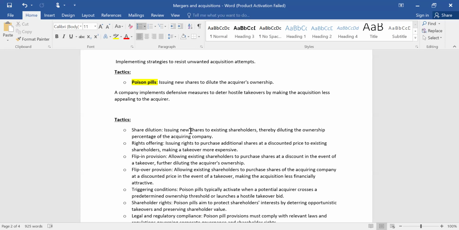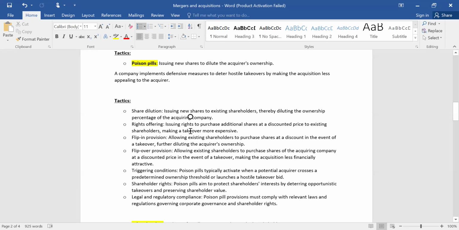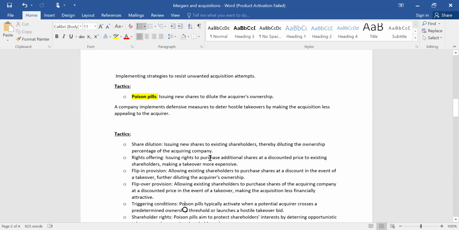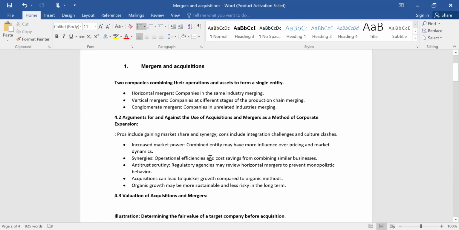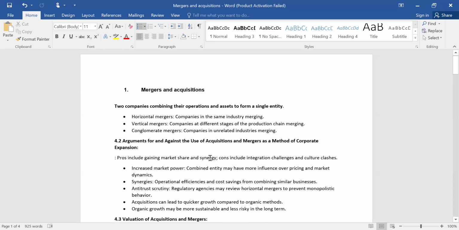Yes. Now what is the difference between it and vertical? Like, the way you're explaining it, like they're the same. So ukiangalia vertical, tulikuwa tumesema a vertical is companies at different stages of the production chain merging. Hii ukiangalia, tumesema a different stage of production. Hii ni merging.